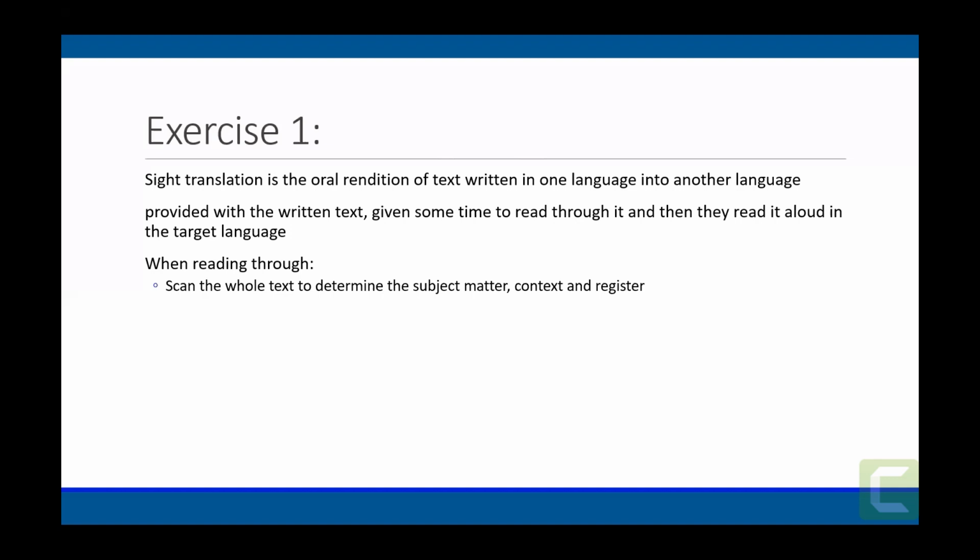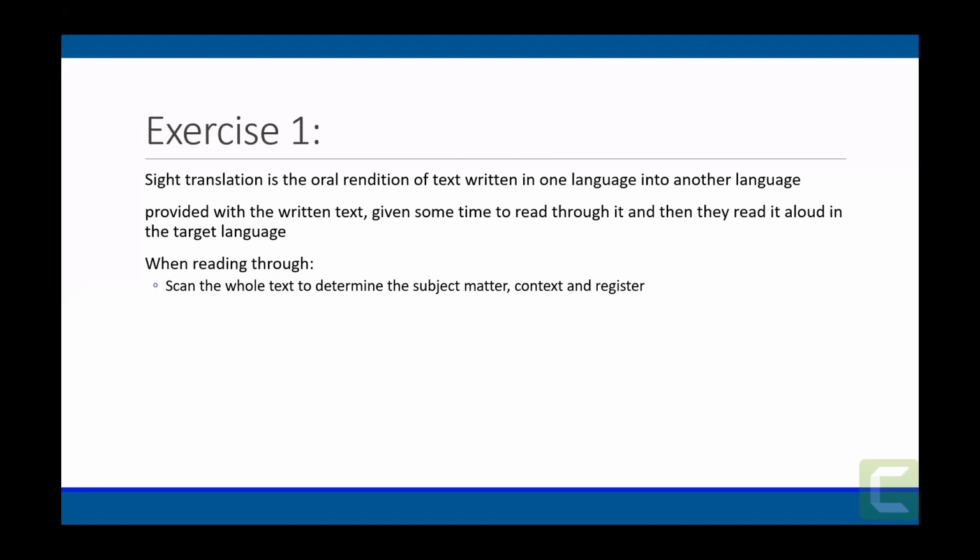What you'd want to do is to first of all scan the whole text to determine the subject matter, context, and register. Now, of course, the context is quite important, because the context of a text might change the way that you actually read some of it out. So just quickly scanning through will give you that context first of all, and you'll understand the gist of what you need to talk about when you read it out loud. It will also allow you to have a look at the subject matter. Generally, the subject matter should be aligned to what you've just been talking about with the doctor.